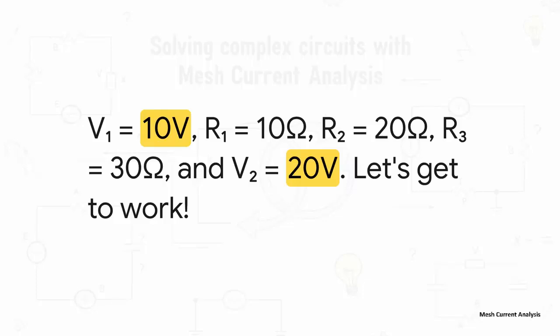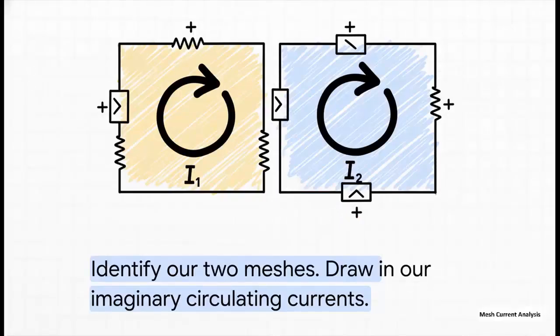Now we can really get our hands dirty. Step 1, and honestly, this is the easy part. We just identify our 2 meshes, or our 2 loops, and we draw in our imaginary circulating currents. We'll call the one on the left I1, and the one on the right I2. And just by convention, we almost always draw them going clockwise to keep things consistent.